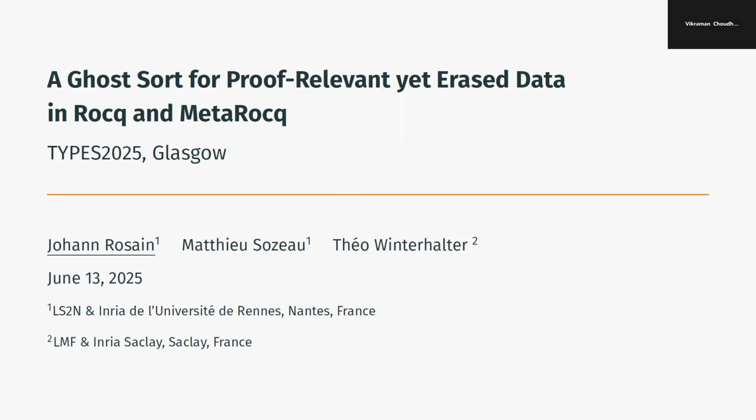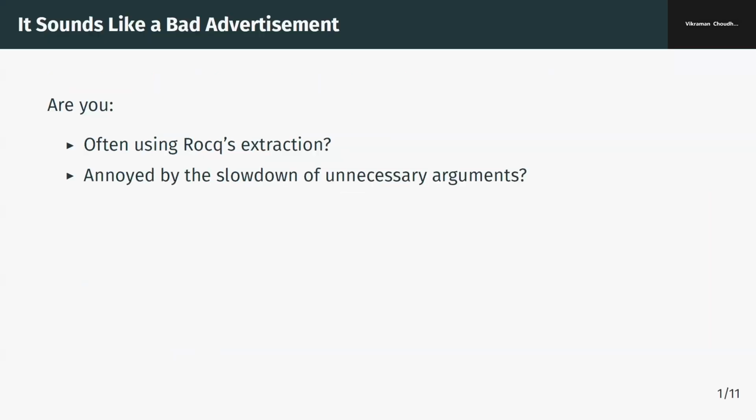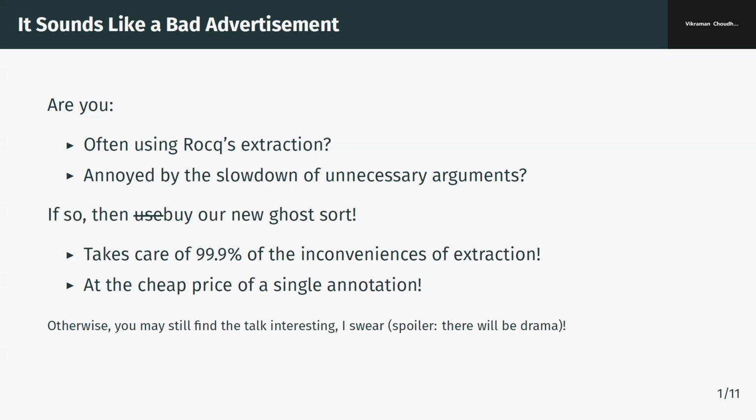So I'm going to speak about a new thing we plan to implement in Rocq, which is ghost sort. This is very much work in progress, and we'd love your feedback if you have any. I don't know how many of you in the room have already used Rocq's extraction mechanism, and how many of you have already been annoyed by useless arguments that have been extracted and that unnecessarily slow the code, right? With this ghost sort, we take care of these kinds of inconveniences of the extraction using a single annotation, right?